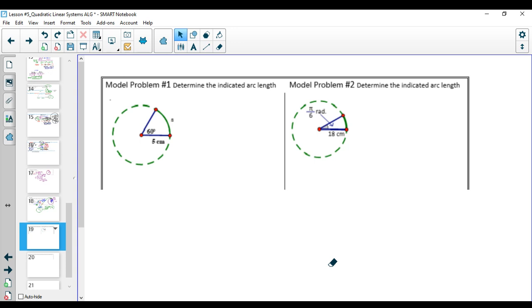Hi everyone, so we're going to do model problems 1, 2, and 3 on this video. And I already did model problem 1 on the other video, but I figured let me just redo it.